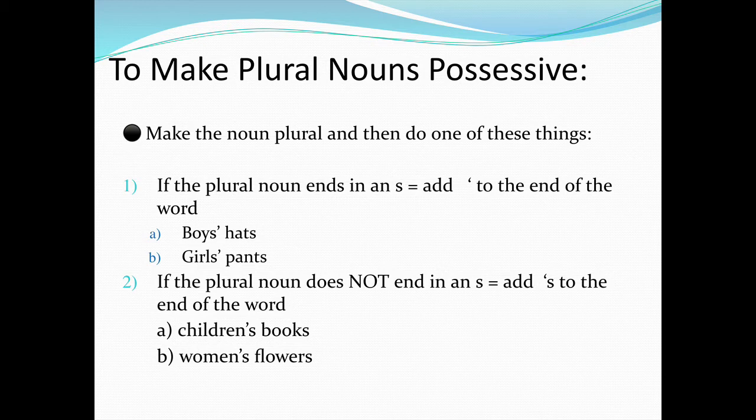Same thing with women. Women is already plural without an S, so you have to get that S sound at the end of it. So you would go women and then apostrophe S, and now they own their flowers, the women's flowers. So to recap for plural nouns, if the plural noun already ends in an S, you just add an apostrophe to the very end of that. If the plural word doesn't end in an S, then you throw an apostrophe S in and you're good to go.